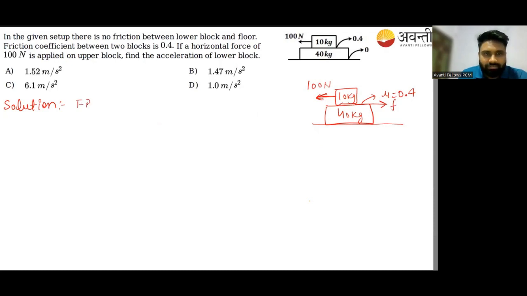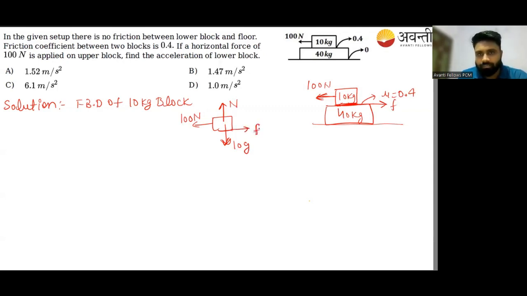So if I try to draw the FBD of the 10 kg block, this is our 10 kg block. A 100 Newton force is applied here. There is a normal reaction provided by the contact surface, and there is the gravitational force, which is mg, where m is 10, so 10g. And there is a friction also, F. Now if I want to calculate the friction force, it is mu times N.